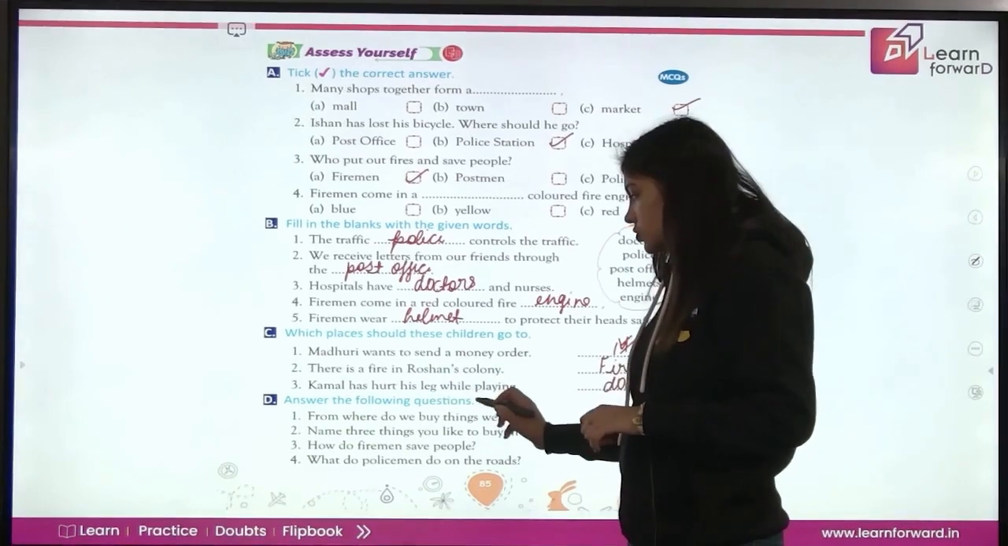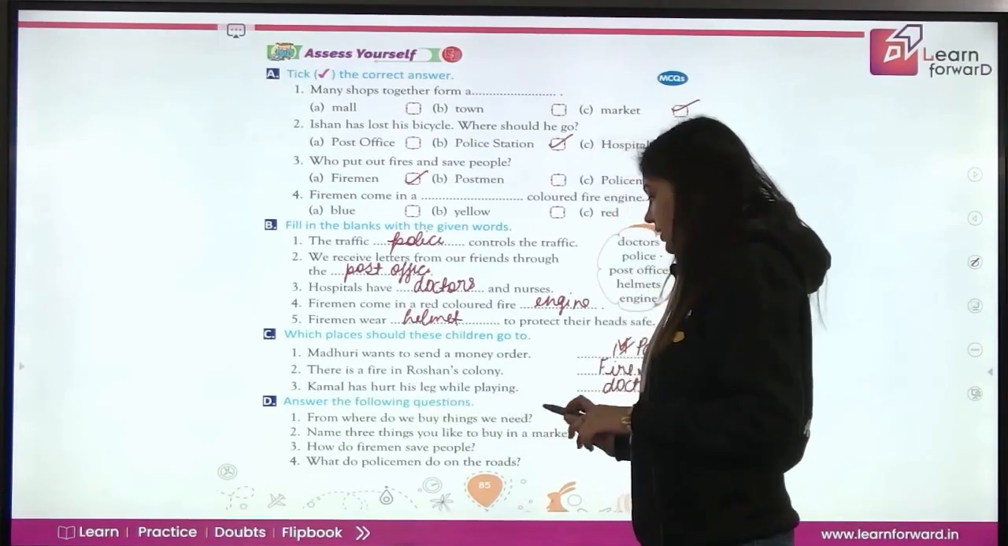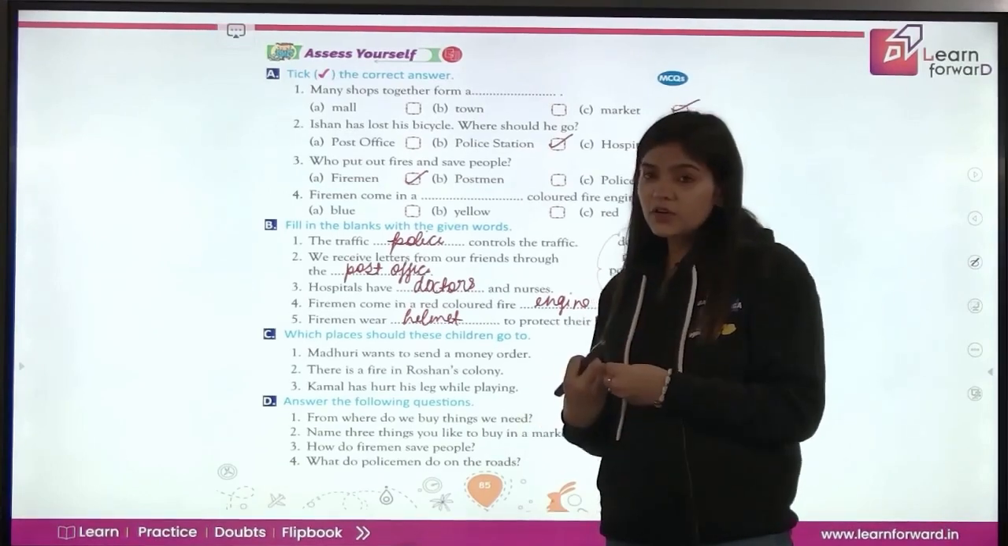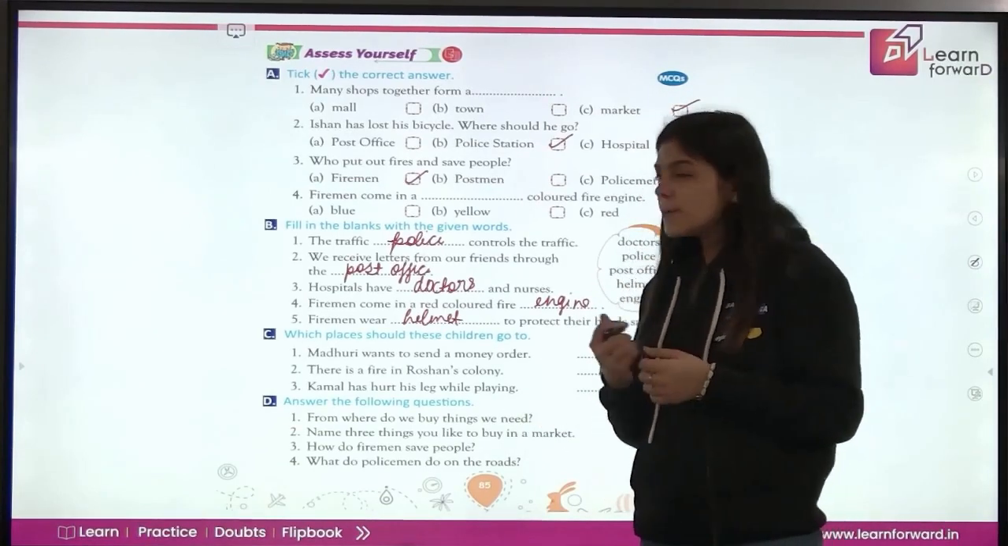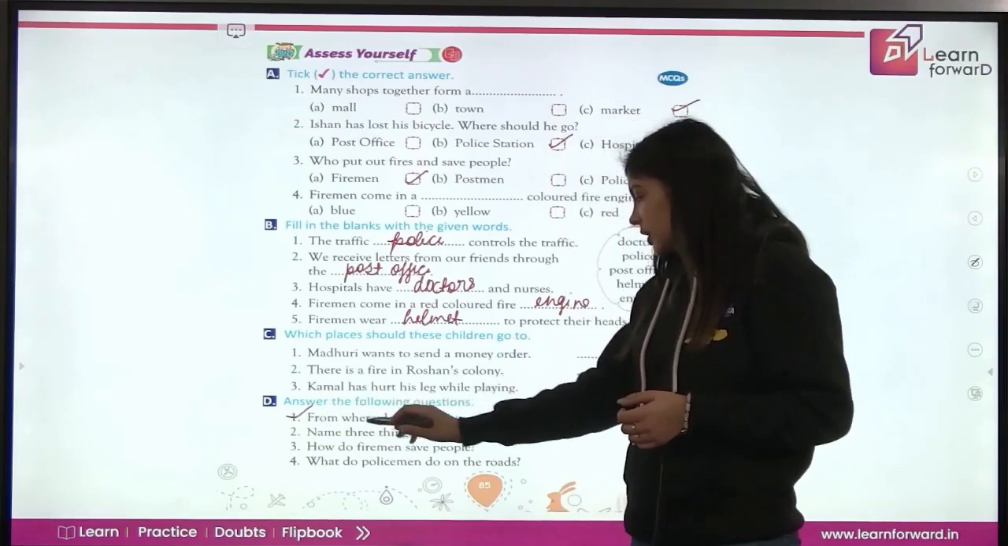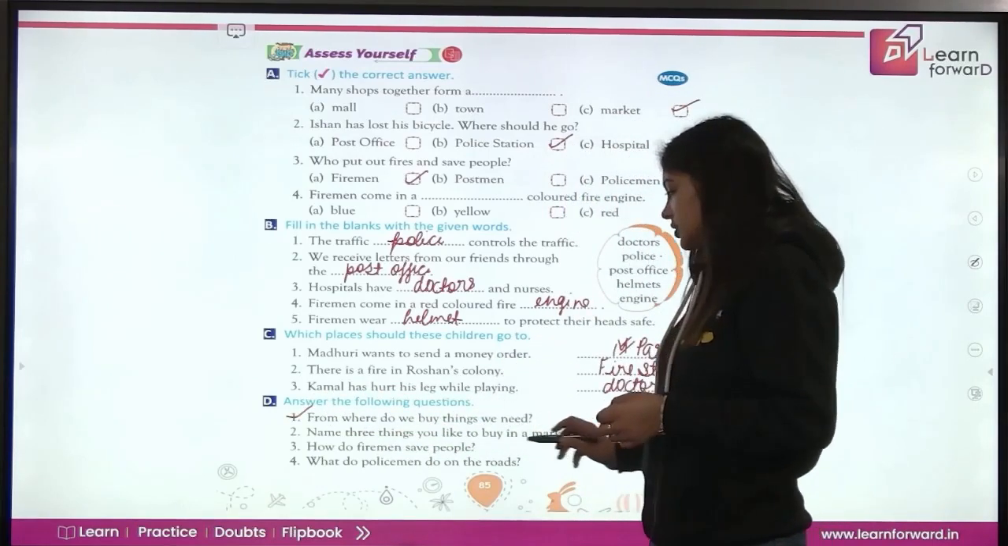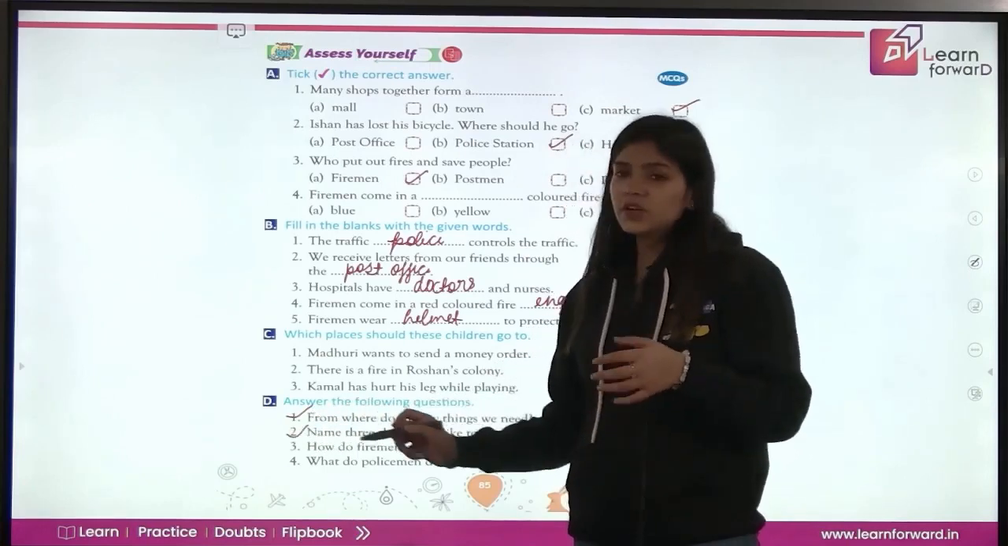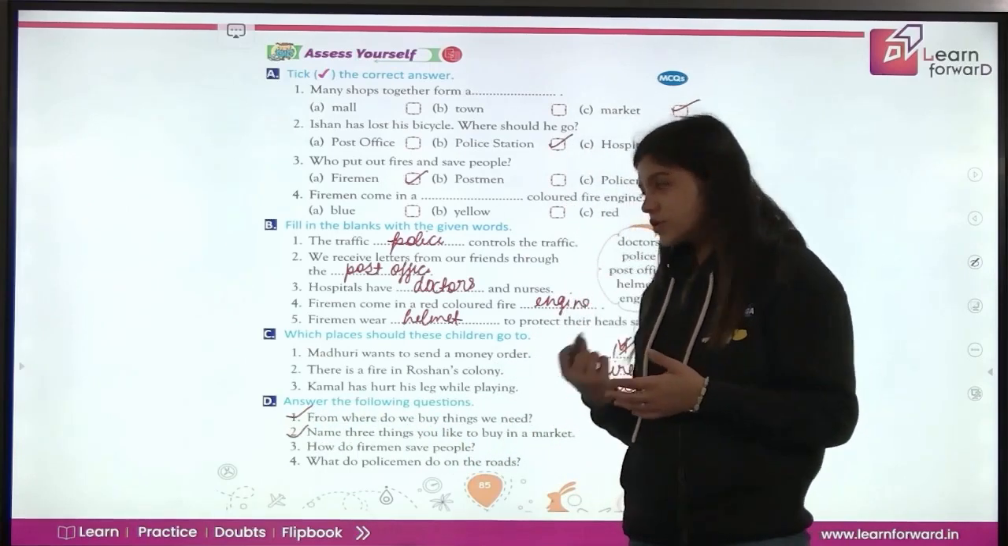Answer the following questions. First, from where do we buy things we need? So the things which we need, we buy from the market. So the first answer is market. Second, name three things you like to buy in a market. So you can write the names of three things which you get from the market for yourself.